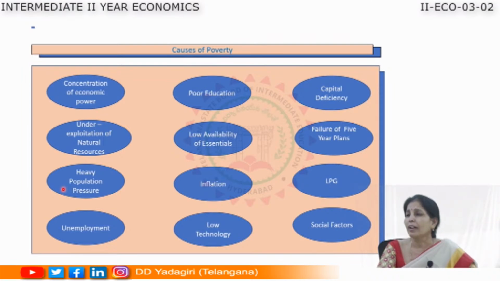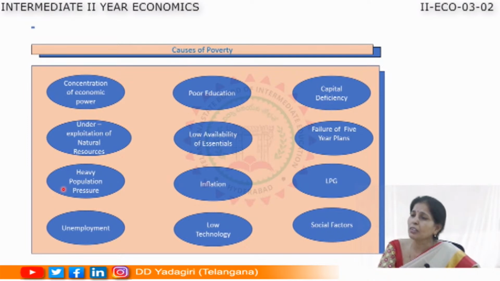The next one is failure of 5-year plans. From 1951 to the present, we have completed 11 5-year plans. One of the major objectives in 1951, when we set the first 5-year plan, was removal of poverty. Removal of poverty could be a distant dream, but at least we should be able to reduce poverty. Today, one of the major failures of our planning is that we are not able to reduce the extent or incidence of poverty.